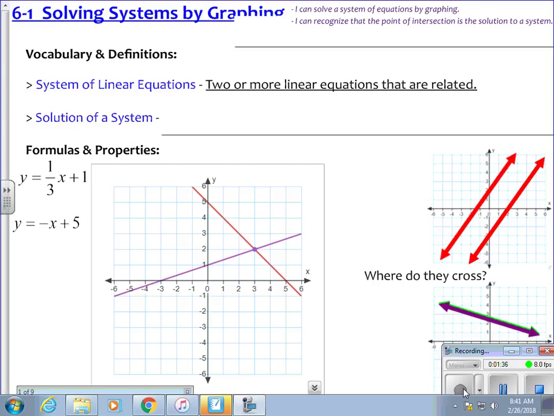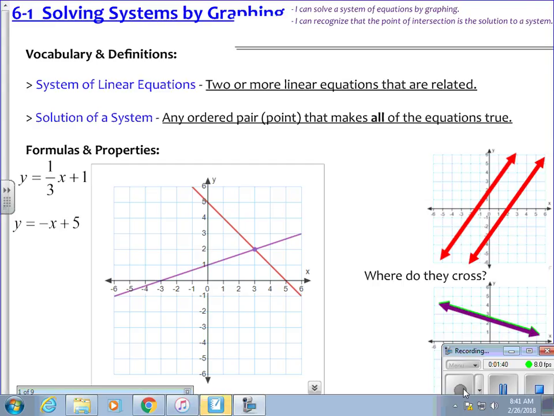System of equations, 2 or more linear equations that are related. The solution of the system: any ordered pair that makes all of the equations true.